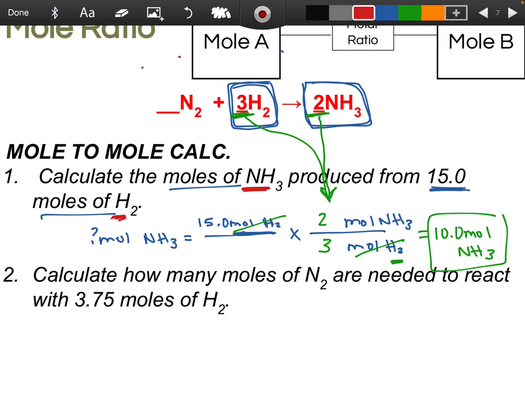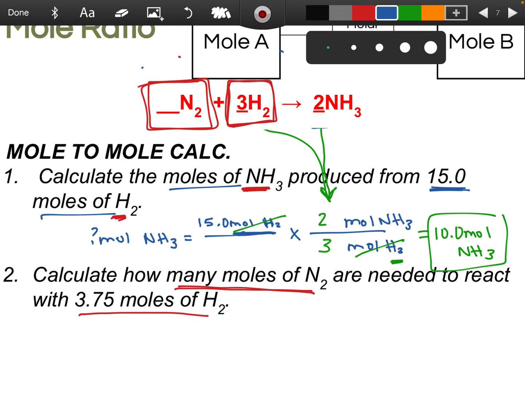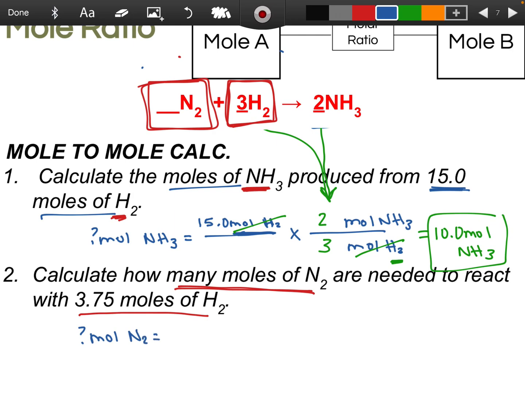All right, let's look at question 2. We want to know how many moles of N2. Here, I'm going to erase that information from number 1. So we want to know how many moles of N2. So now we're comparing N2 are needed to react with 3.75 moles of H2. So now I'm only comparing N2 and H2. So that's what I'll use for my mole ratio. So again, we want to know question mark moles of N2. We start with the number given in the problem. So we're going to start with 3.75 moles of H2.